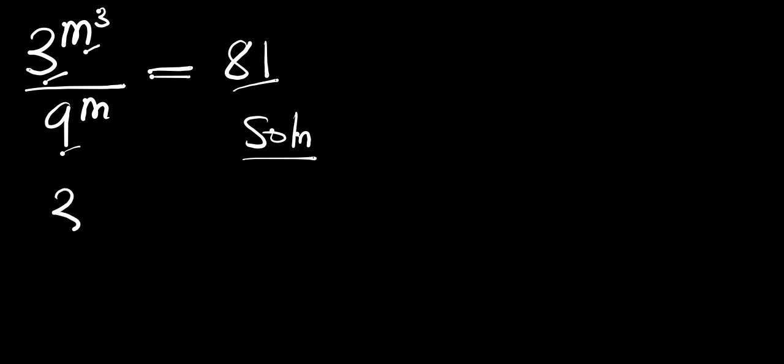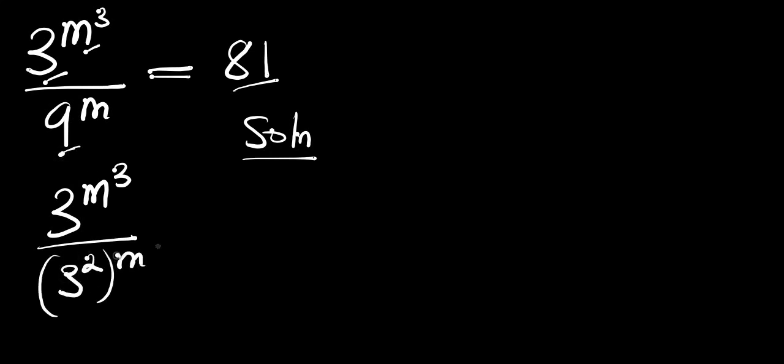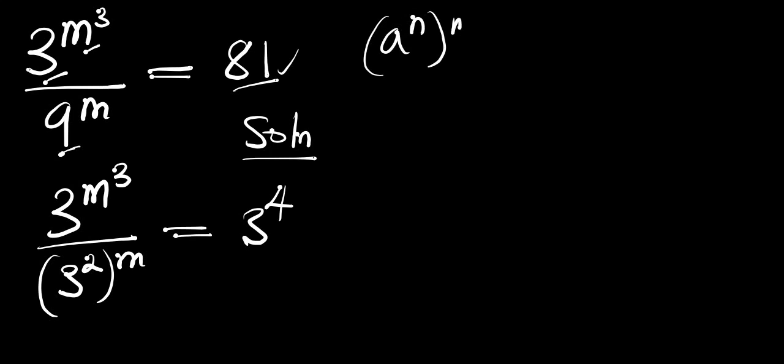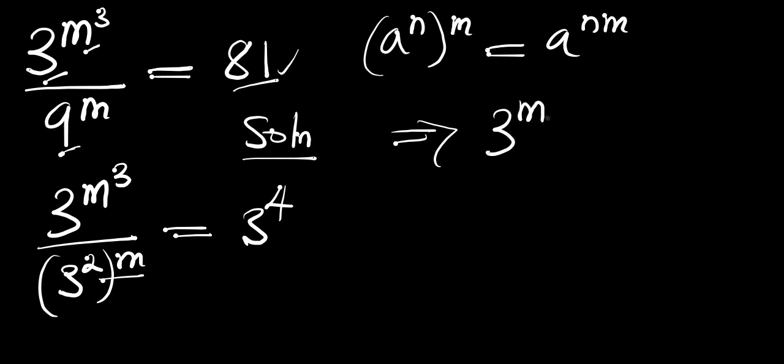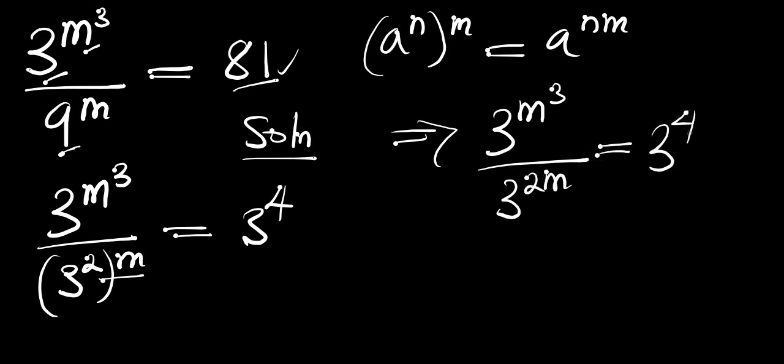Now we can write 3 power m³ divided by 9, which we can write as 3 power 2 or power m, and this equals 81, which is simply 3 power 4. So we continue here. Let's make use of this identity: a power n power m equals a power n times m. So we multiply this out, 2 times m, and this gives us 3 power m³ divided by 3 power 2m, and this equals 3 power 4.